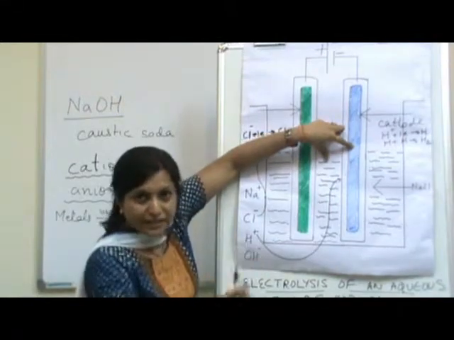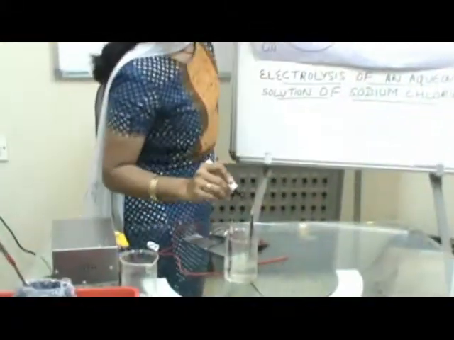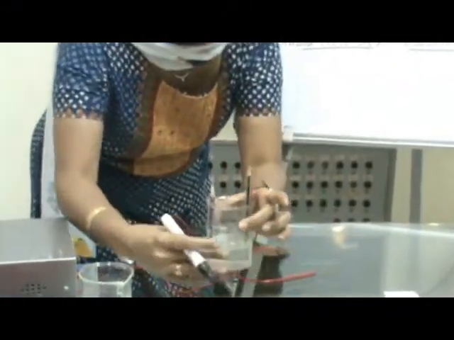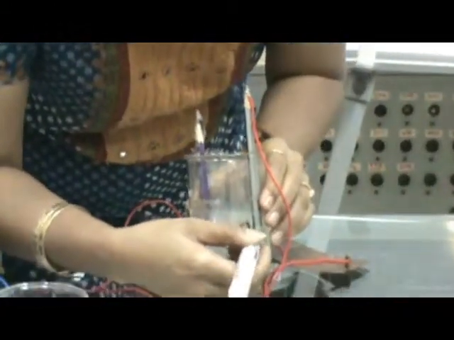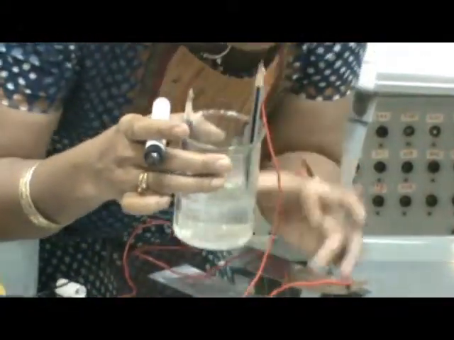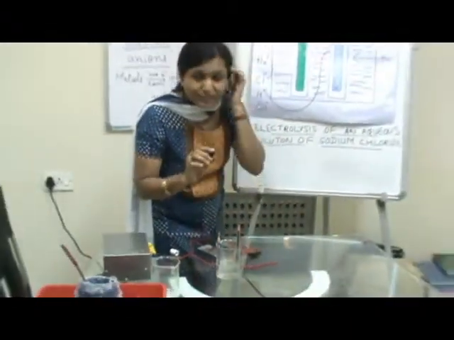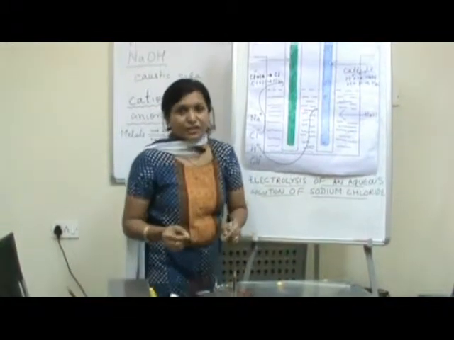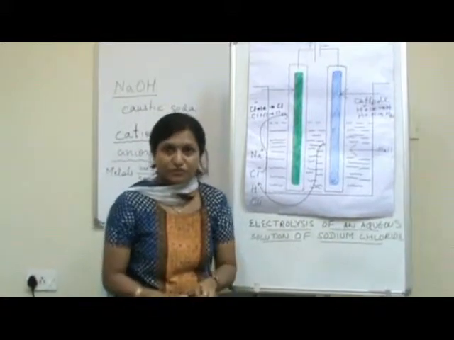Now again, if we come back to this experimental setup, let us see the gas which comes at the positive terminal. So this is my positive terminal, the one connected to the red wire, and the gas which I get here is chlorine, Cl2. And if I smell it, I get a smell of the pool water, chlorine, the bleaching smell. It is used as a bleaching agent. Now how do I test this gas? Students, you all can do this setup even at home also, right?